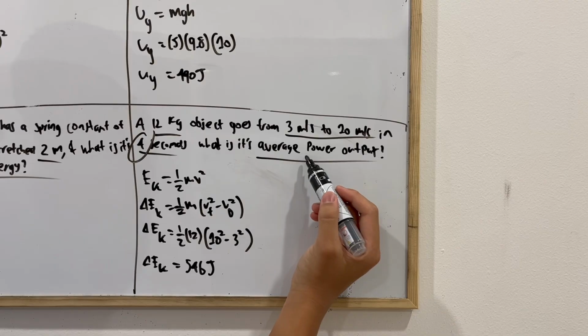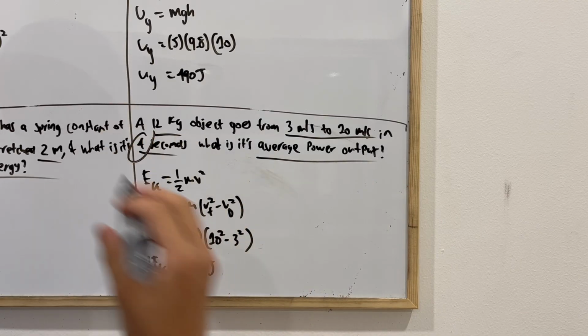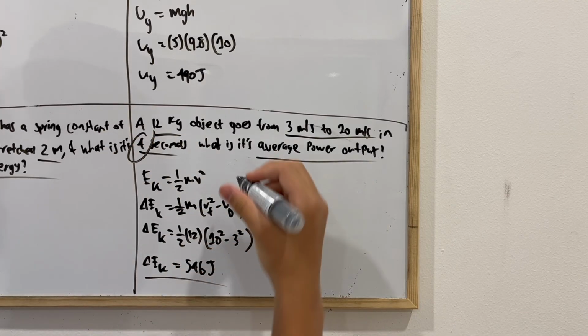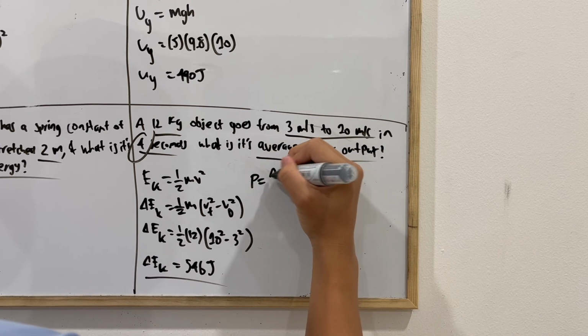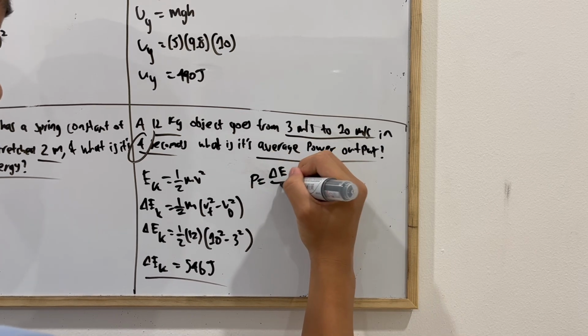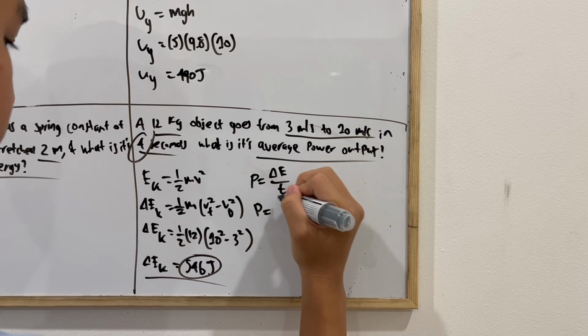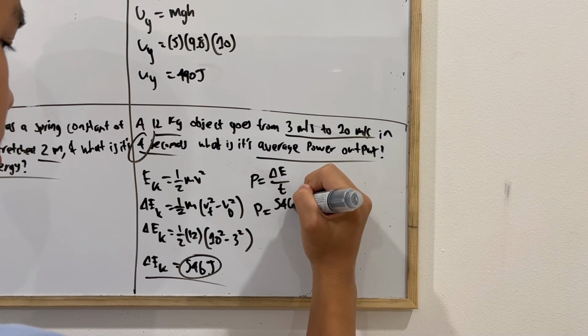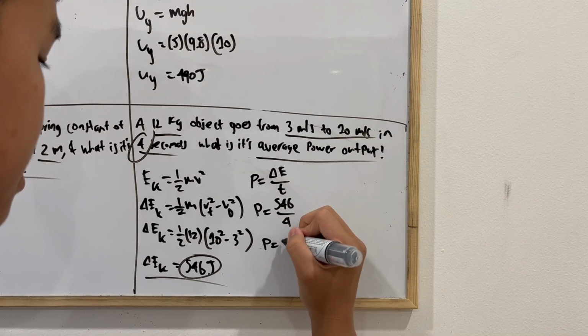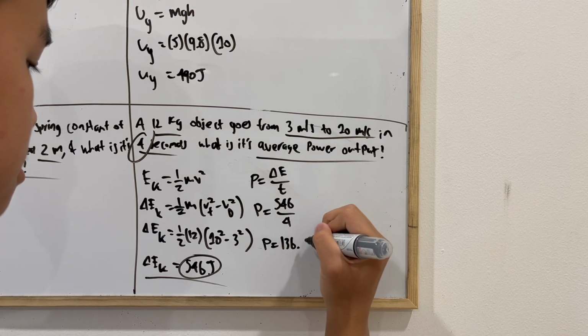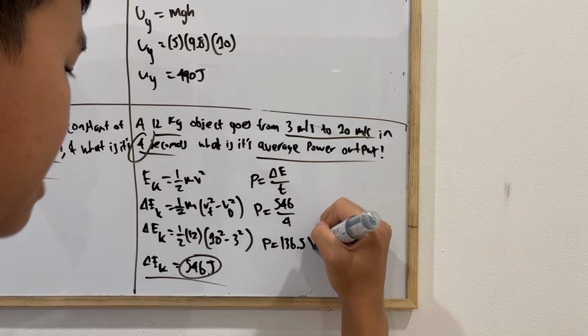Finally, to calculate the average power output, we just have to look at how much time it takes for this energy to happen. Power equals change in energy over time. So write that down. So our power here in this situation would be 546 over 4. This is going to be 136.5, and power is measured in watts.